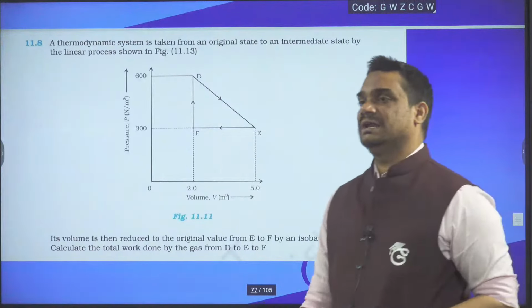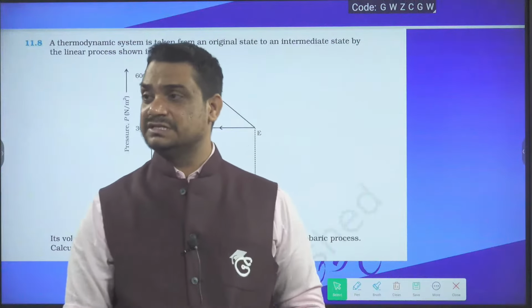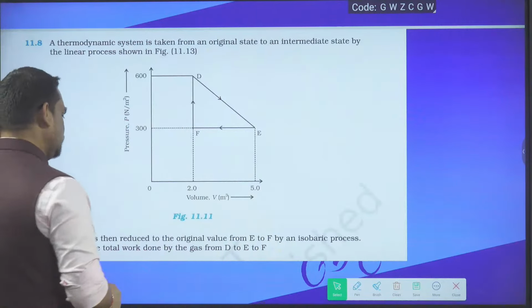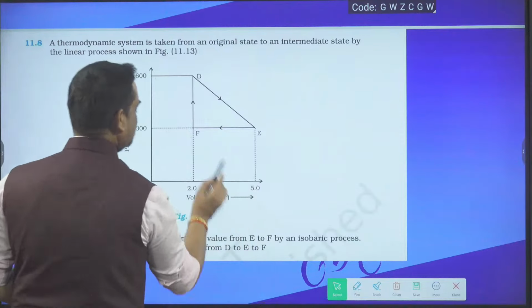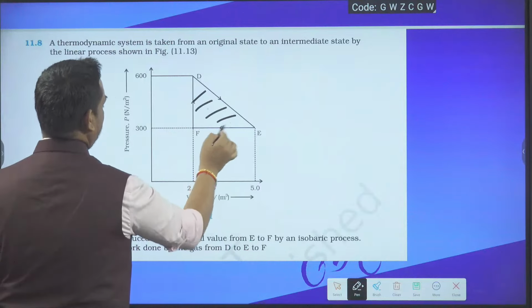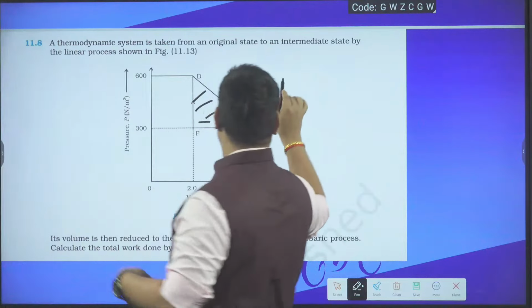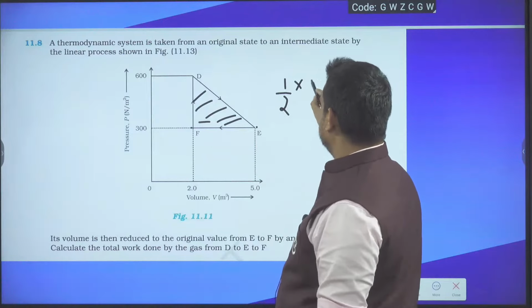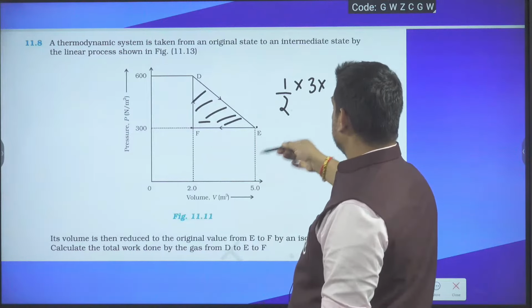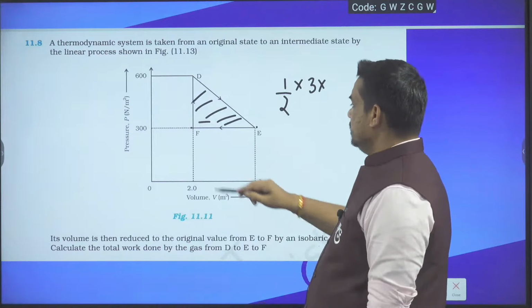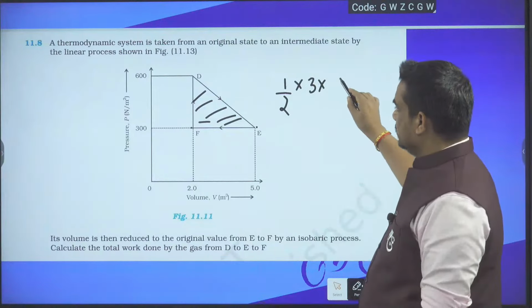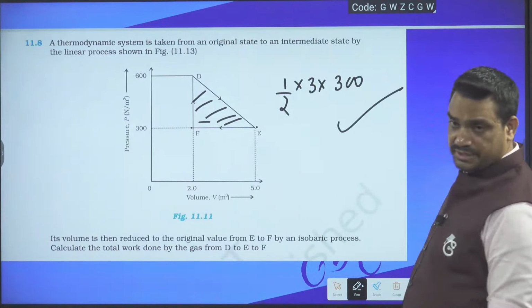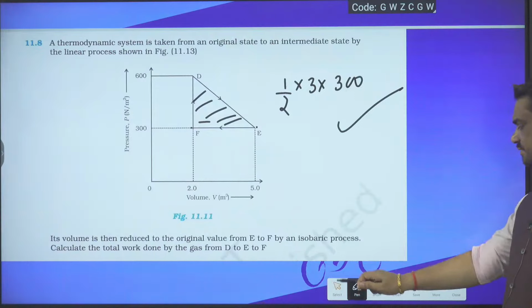They are saying a thermodynamic system is taken from the original state to an intermediate state by a linear process. Here they're asking for the total work. The total work is nothing but the total area we have to find. The area is half times the base, which is 3 liter, in meter cube, so 3, and the height is basically 300. That's it, this is the answer here. Okay, you have to figure out the area.